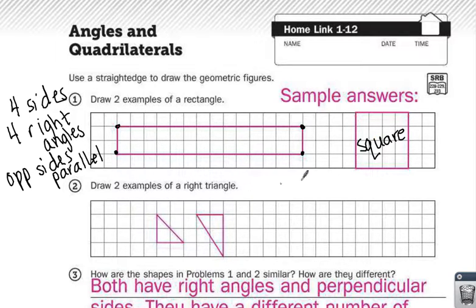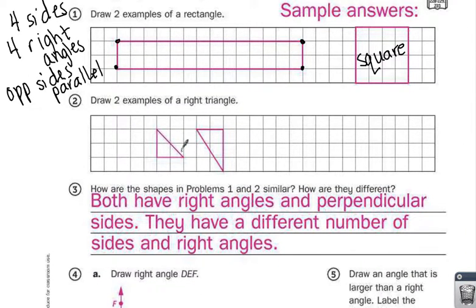Number 2, draw two examples of a right triangle. Here are two examples. Remember, for a right triangle, you must have one right angle. The other two angles will both be acute.